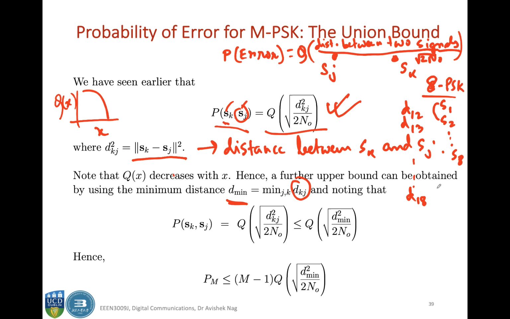So if you have 8 signals, then you will have 8 into 8 minus 1 pairs, so that is 56. So you have to calculate 56 such distances. Okay, for M signals, this will be M into M minus 1. So if you calculate all these distances and you take the minimum of those distances over all j and k and define it as d min, then this PSK can be written as this.